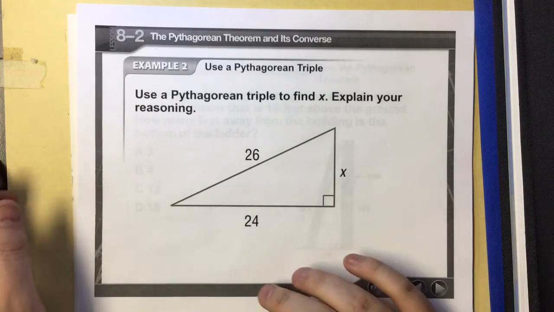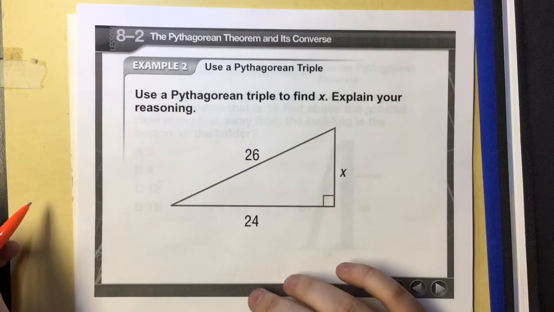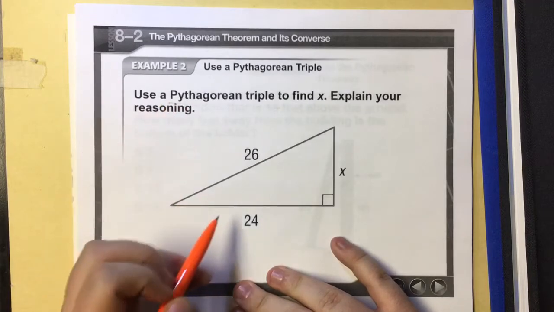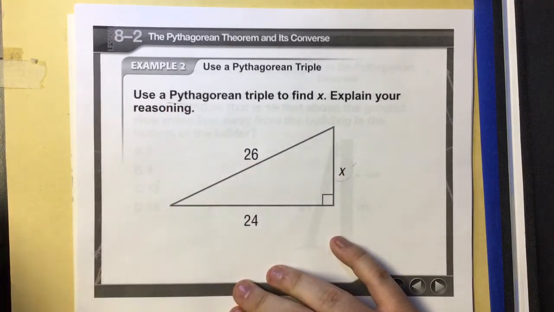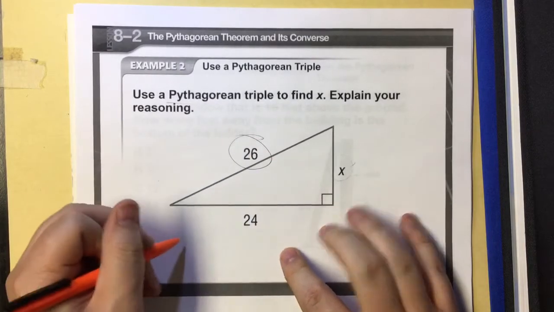It says to use a Pythagorean triple to find x. I wouldn't do that. I would just plug it into my Pythagorean theorem and see what I get. I would know, since it's wanting a Pythagorean triple, that x should be a whole number, not a decimal, nothing weird like that. So this is my hypotenuse, that's C.